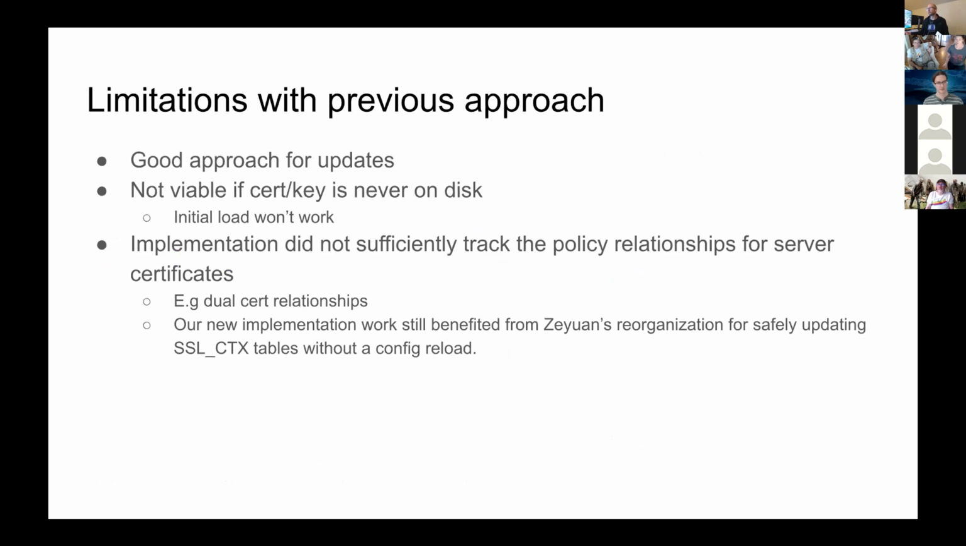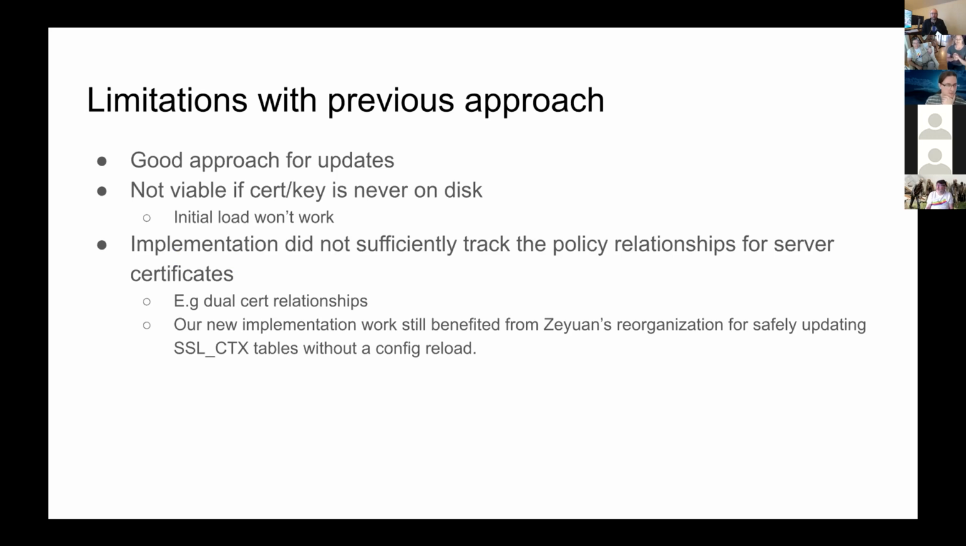So, some limitations of that approach: it's good for updates. If you never have the cert or key on the disk, though, this won't work because there's no initial load, right? Initial load isn't going to work by getting poked from the outside. Another problem with that implementation: it was good for the client certs, but for the server cert, it didn't sufficiently track the policy relationship that we have, particularly if you're doing dual certs. As you're creating an SSL CTX for a dual cert, you need to know that foo.pem also needs to get loaded with foo.ec.pem when one of them gets updated. So you need to keep track of some additional policy relationships on the hot reload.